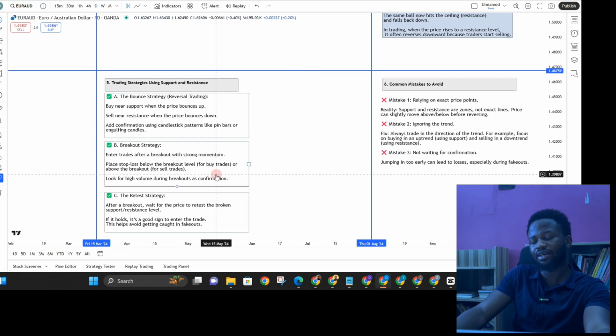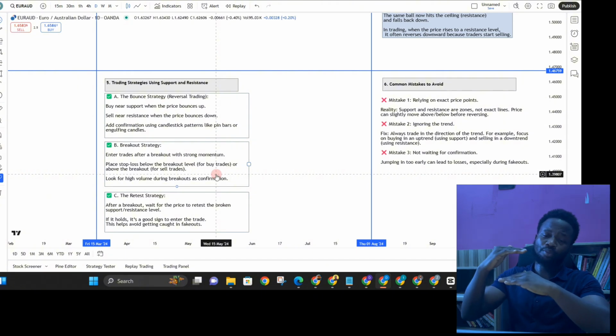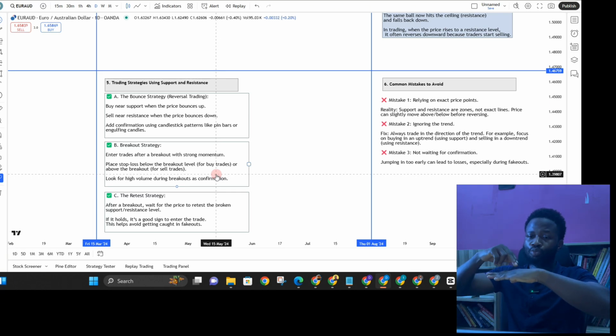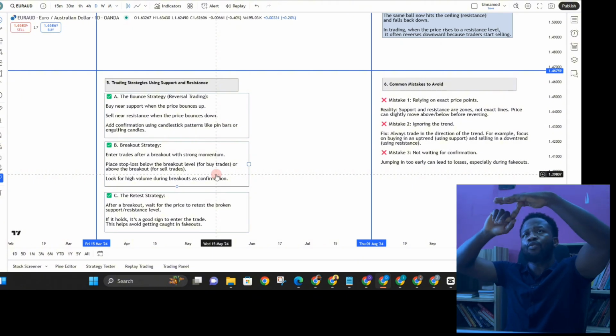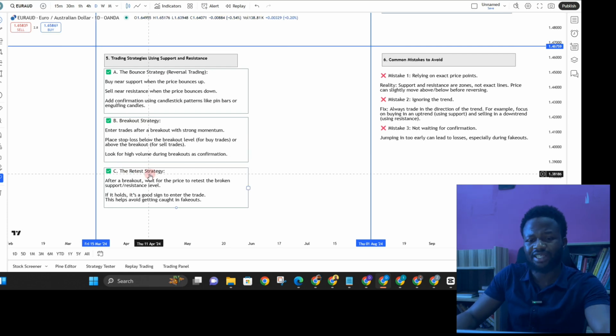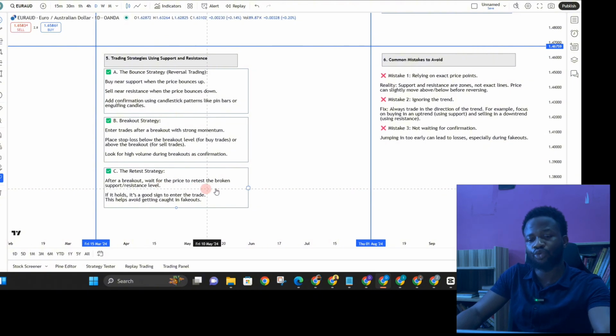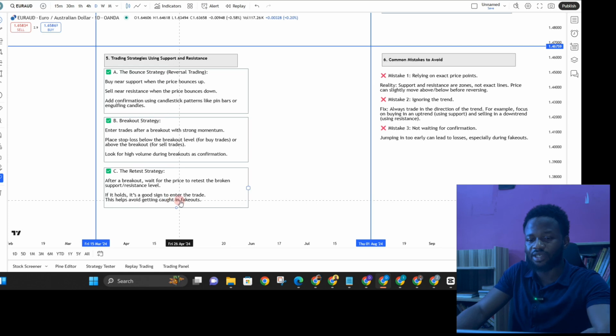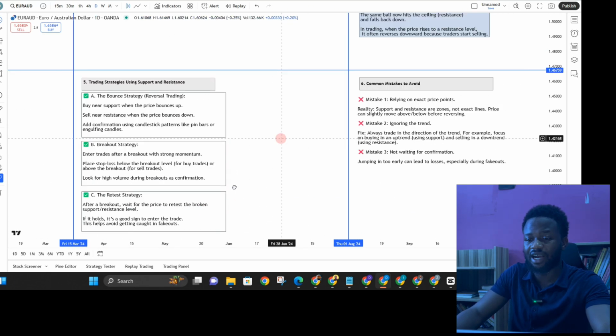So what trend lines and support analysis help us to do is to put our stop loss below support or above resistance. If we are buying from support, we want to put our stop loss below the support. If you are selling from resistance, we want to put our stop loss above the resistance. Then we have the retest strategy, which is the most popular one among traders. After a breakout, you wait for the price to retest the broken support level. If it holds, it's a good sign to enter the trade. This helps avoid getting fake outs.